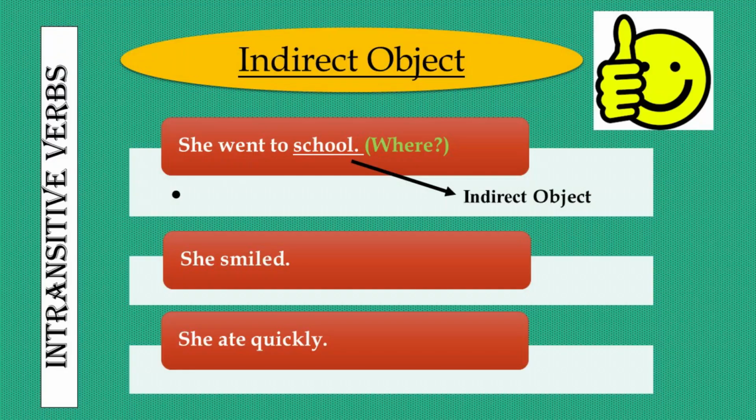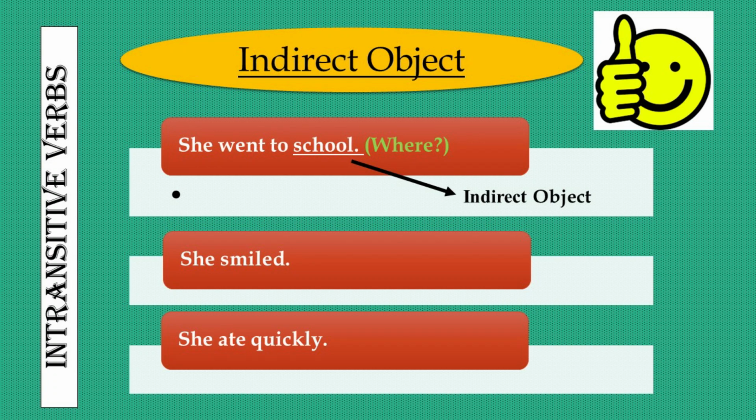Next, she smiled. Now here in this sentence there is no object at all. So an intransitive verb is also present in a sentence when there is no object at all. Another case is when you have an adverb at the end. She ate quickly. In this sentence, there is no object but the sentence ends with an adverb. So whenever a sentence ends with an adverb, we can say the verb present in the sentence is an intransitive verb.